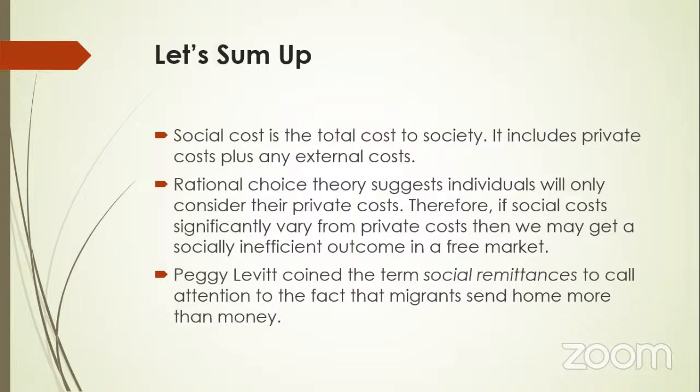Summing up, social cost is the total cost to society, which includes private cost plus external cost. In rational choice, individuals should only consider private cost. Peggy Levitt coined the term social remittances to call attention to the fact that immigrants send home more than money. Okay, so we stop here.